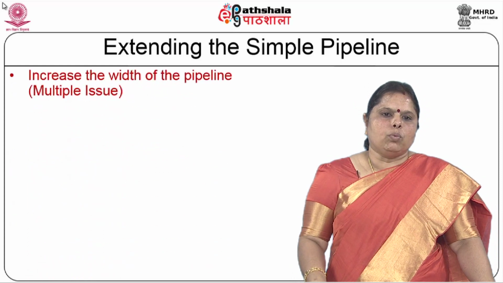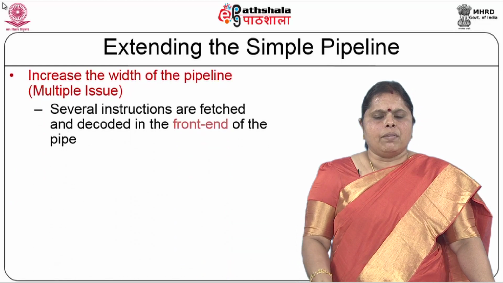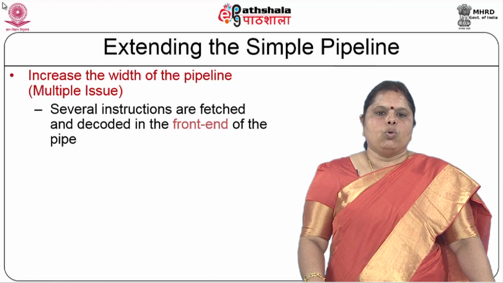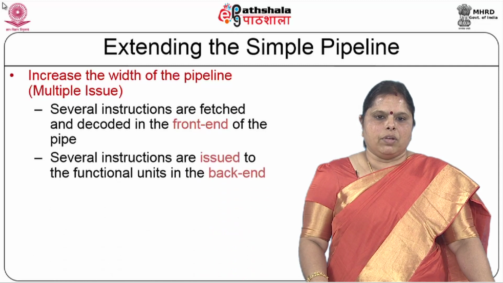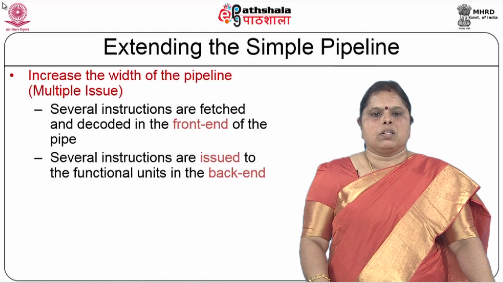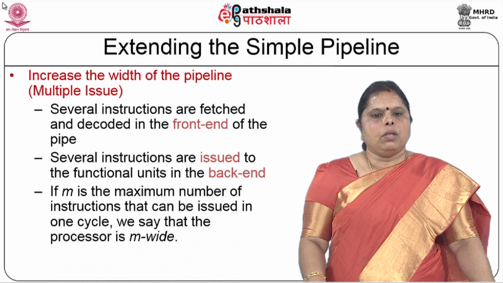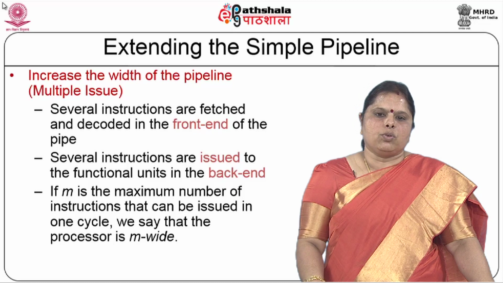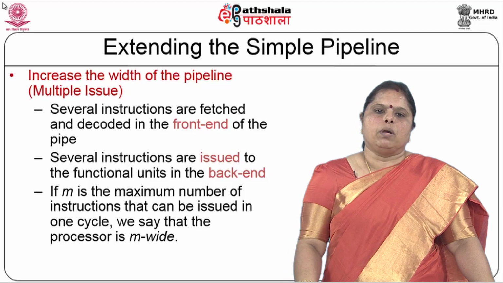Now, increasing the width of the pipeline for multiple issue processors means that several instructions will have to be fetched and decoded in the front end of the pipeline. So, obviously that unit will have to be enhanced so that you fetch multiple instructions every clock cycle and decode multiple instructions every clock cycle, and that is how you can issue multiple instructions to the back end. And similarly, if you have multiple execution units, either multiple execution units or pipelined execution units, they will be able to handle the execution of multiple instructions.